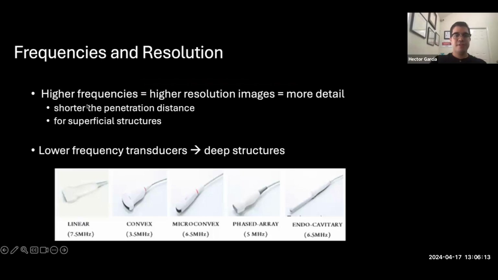And then for the frequencies, high frequency is going to give you higher resolution or more detail, but you get shorter penetration, and it's more for superficial structures. And if you use a lower frequency transducer, it's going to be for deep structures, but then the resolution decreases or diminishes. And then these are the different types of transducers that we use in ultrasound.